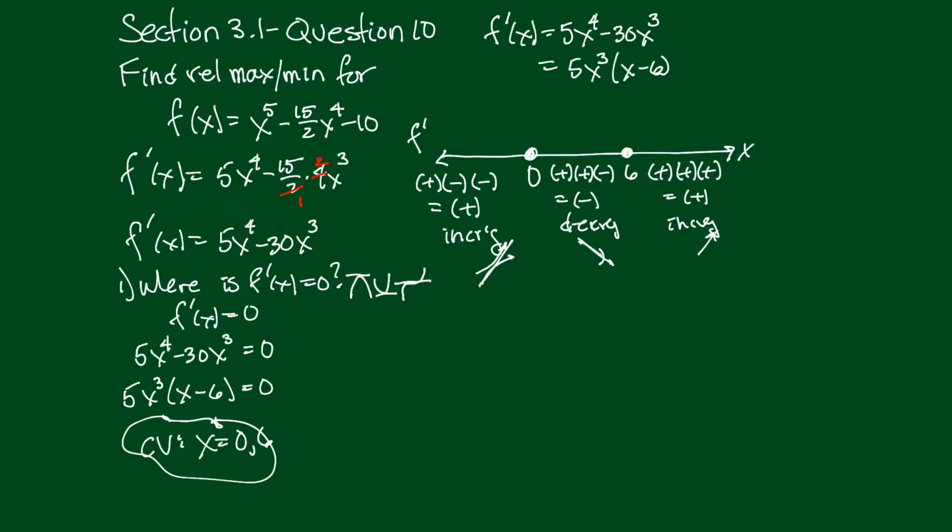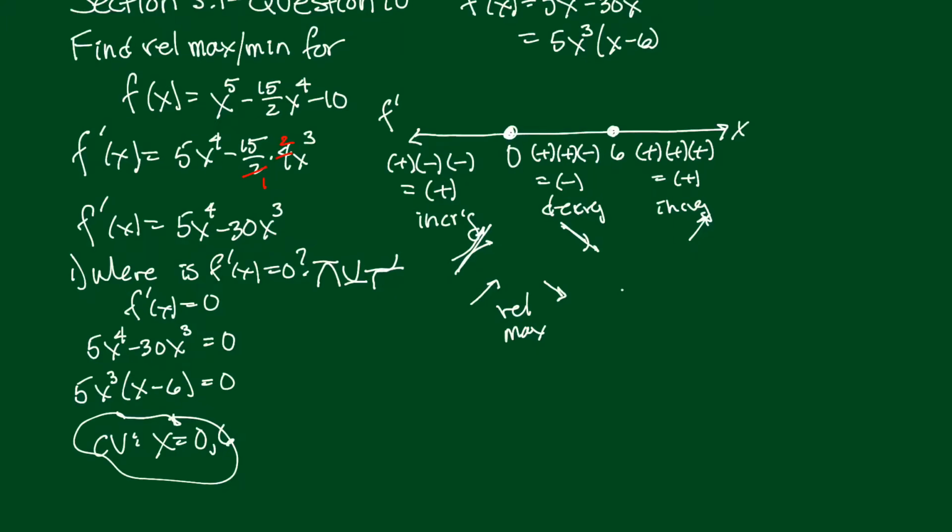So by the first derivative test, what have we got? On the left of 0, the function goes up. To the right of 0, it goes down. So what do you know about 0? Must have a relative maximum there. And then look at this 6. At the 6, what's happening? Well, to the left, the function's going down, and to the right it's going up, so we must have a relative minimum there.